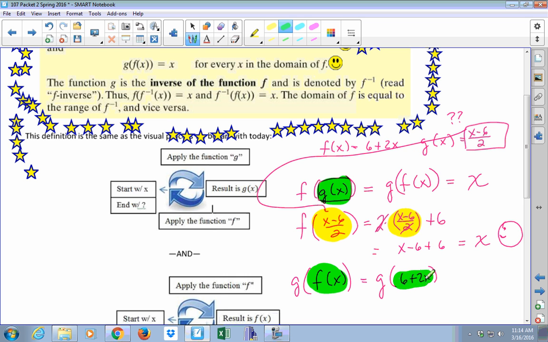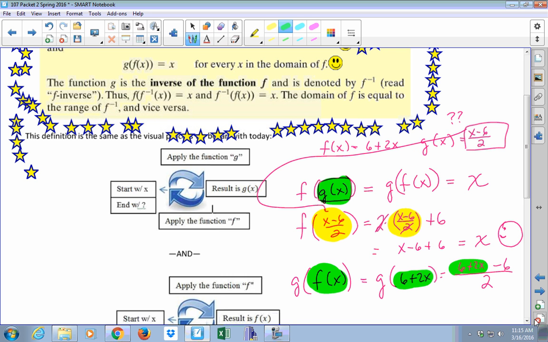Okay, now I look at my g function to see what its set of instructions are for any input. It says g of any input: I take that input, subtract 6 from it, and divide it all by 2. So I take my input, which is this green blob, and do what g tells me to do. Instead of it being called x, it's this thing called f of x, 6 plus 2x.